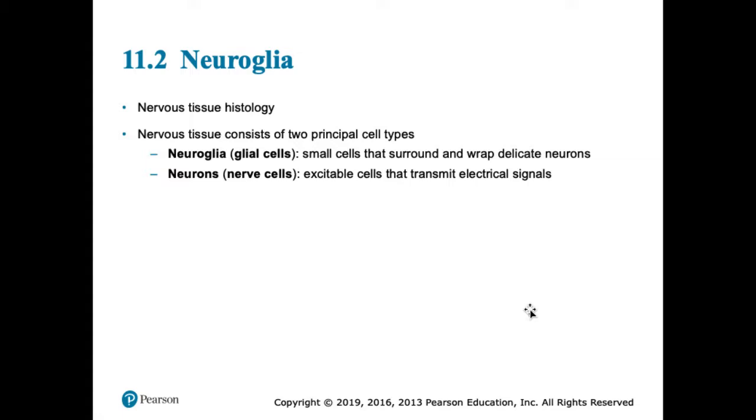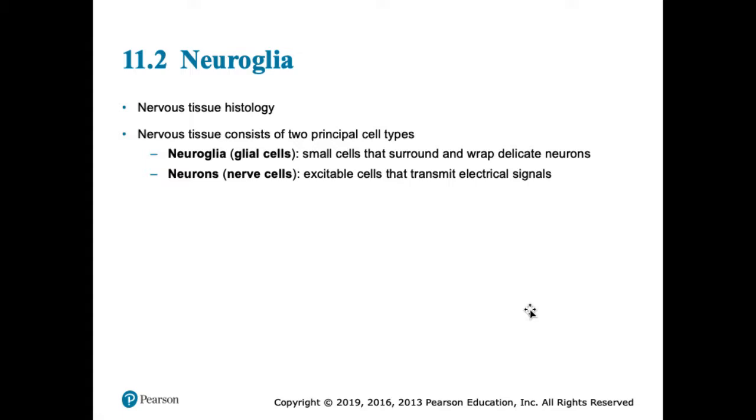Nervous tissue consists of two principal cell types. The neuroglia, which are called glial cells, are the small cells that surround and wrap delicate neurons. And then we have the neurons, and those are literally the nerve cells that you're probably the most familiar with.